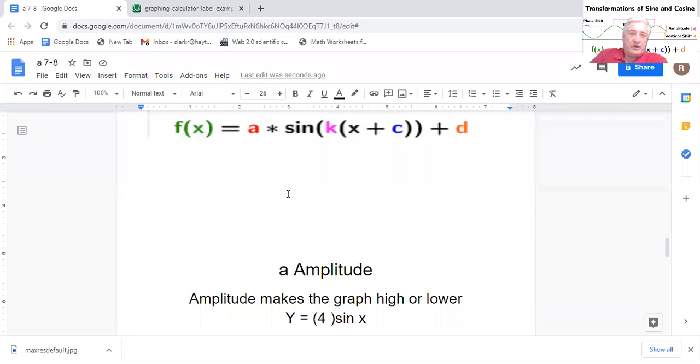Now the amplitude is going to go in front of the sine function. 27 times sine is going to be the same sine function, except it's going to go 27 high instead of 1 high and 1 low. So actually A has an absolute value because it's not only 1, it's also minus 1. And that's what we're going to do with that. That's amplitude.